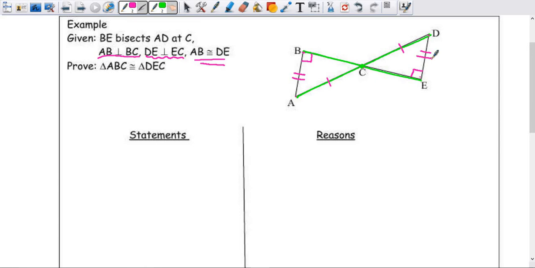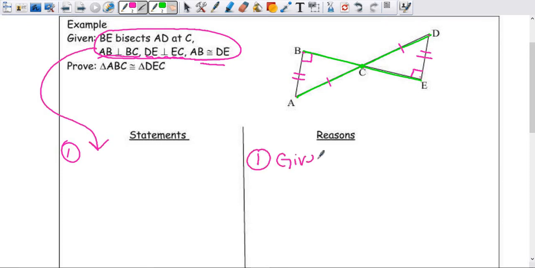So all of that information I was able to put on my picture just from my given statement. I'm not going to write out all of that, but all of this in our given statement would need to be statement number 1, reasoning being given.